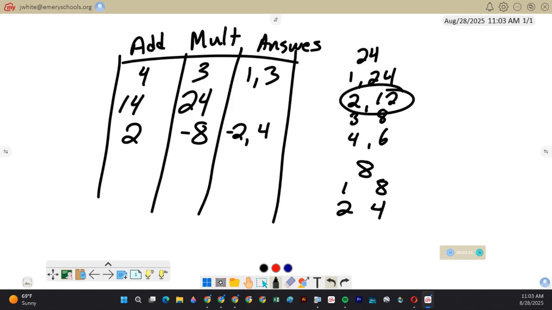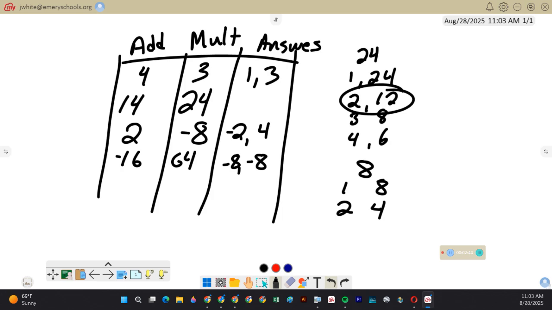All right, what about -16 and 64? 2 numbers that multiply to be 64 and add to be -16. -8 and -8. A negative times a negative is a positive. So -8 and -8 makes 64 using multiplication and -16 using addition.